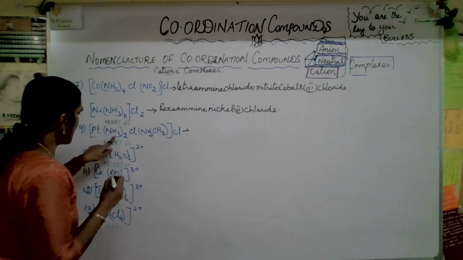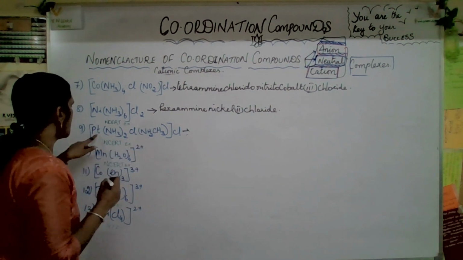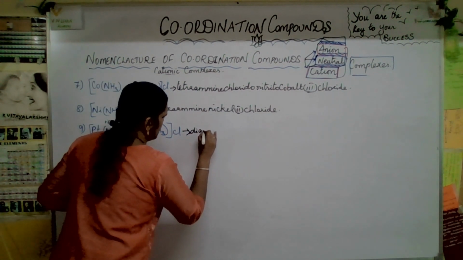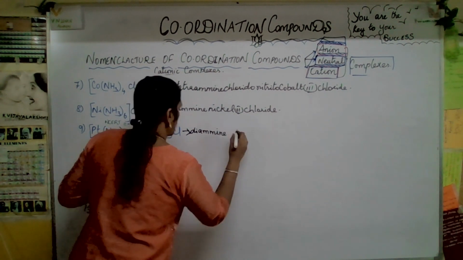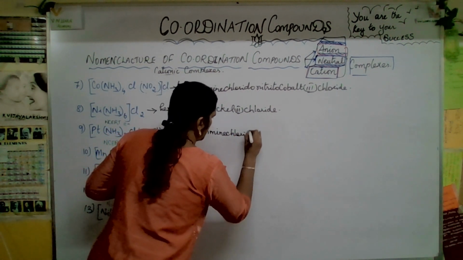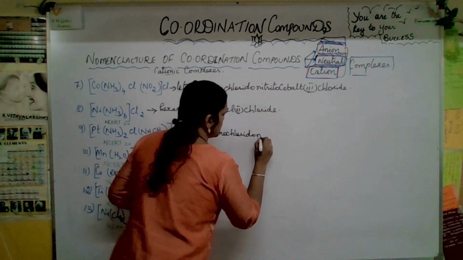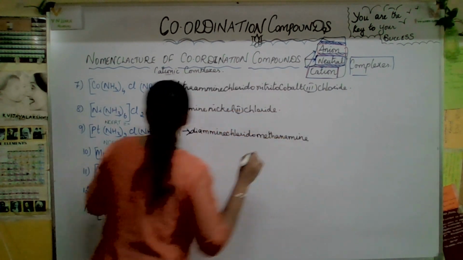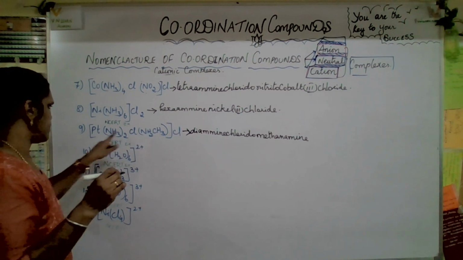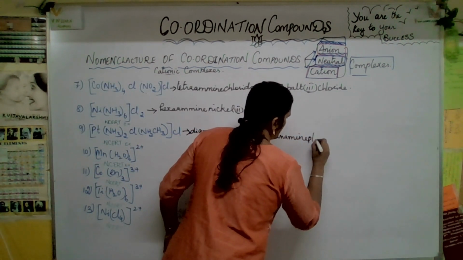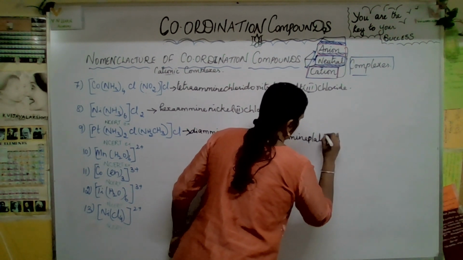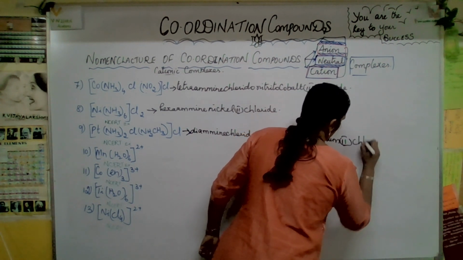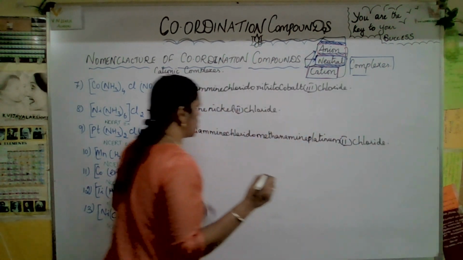Okay. Here, diamine, chlorido, methanamine platinum 2 chloride. Diamine, chlorido, methanamine. Methanamine is CH3NH2. Platinum, 1, 2, 2 chloride. Hope you got a clear idea.